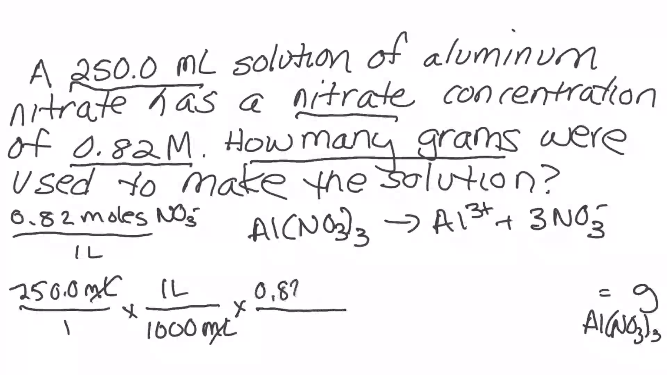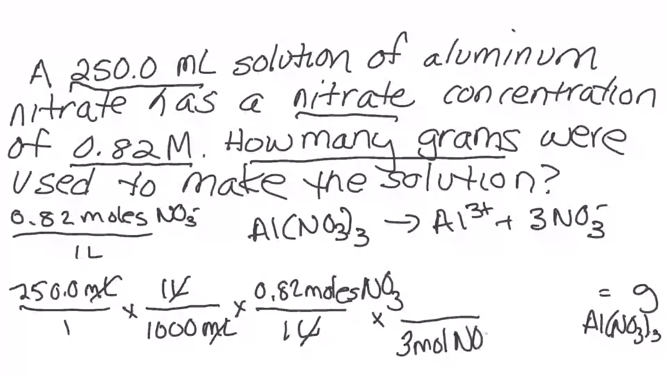So I have 0.82 moles of the nitrate for every 1 liter. So the liters cancel. But I want grams of aluminum nitrate, so I have to keep going. I'm only at moles of nitrate. Well, what do I do next? I want to get to aluminum nitrate, and I'm at nitrate, so I'm going to use my balanced equation. I have 3 moles of nitrate for every 1 mole of aluminum nitrate, so moles of nitrate cancel.